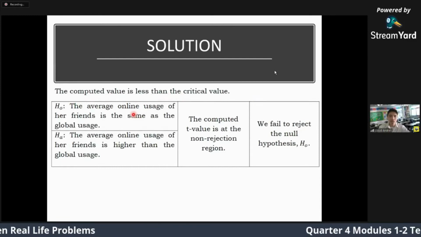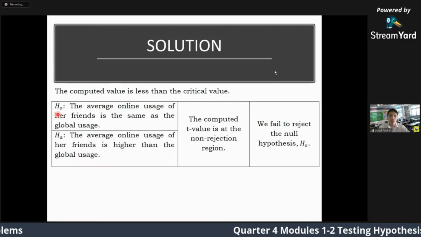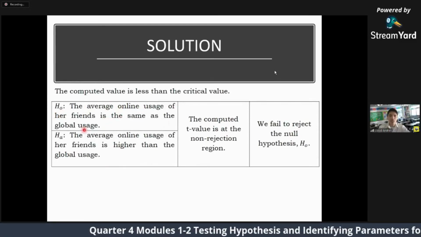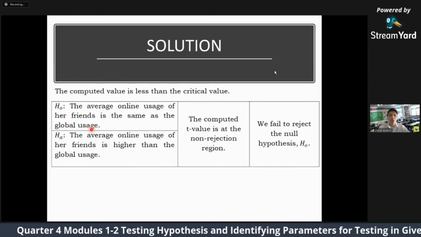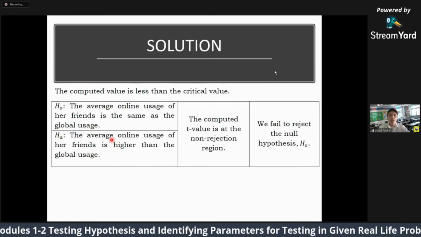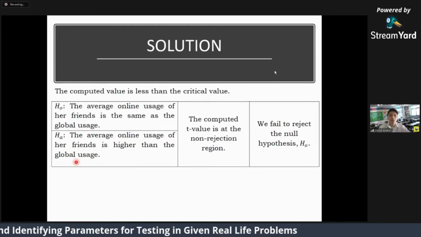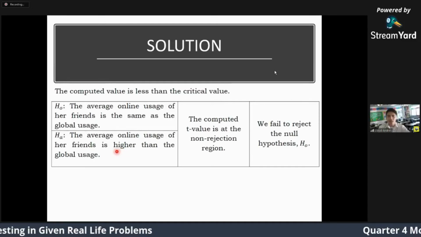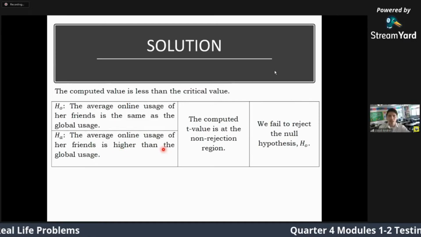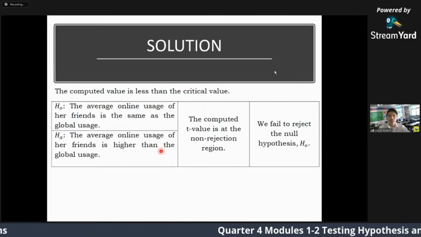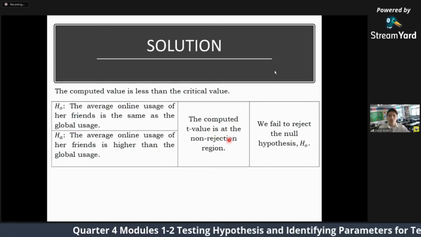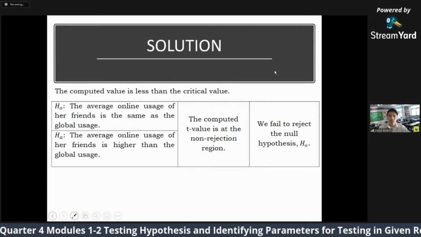So this is actually our null hypothesis: the average online usage of reference is the same as the global usage, while our alternative is that the average online usage of reference is higher than the global usage. Higher means greater than, so it is on the right, and it is one-tailed. So the computed value is not in the rejection region, as you can see.